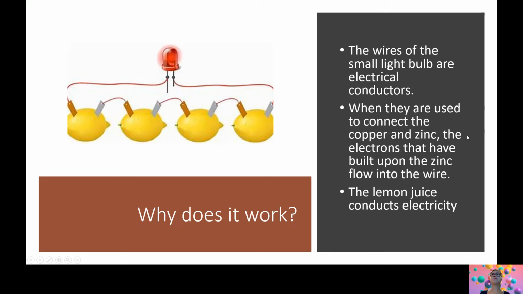Isn't that amazing? Here's a bit more of an explanation. The wires of the small light bulb are electrical conductors. Well, we know that because we know metals are conductors. And when they're used to connect the copper and zinc, the electrons that have built up on the zinc flow into the wire. The lemon juice conducts the electricity, and that's why this light bulb shines.